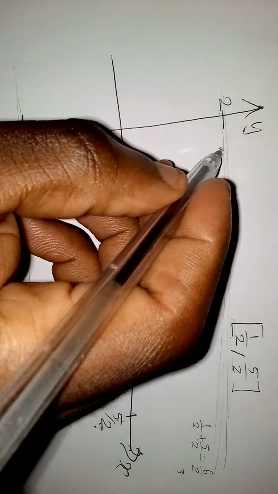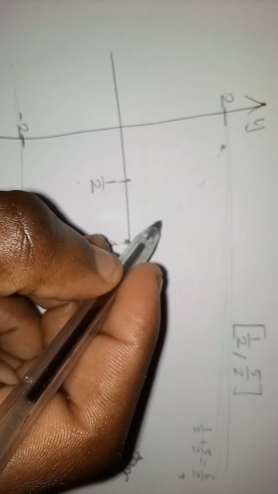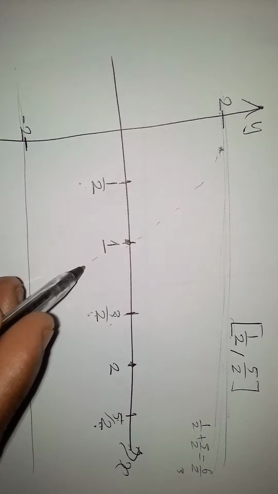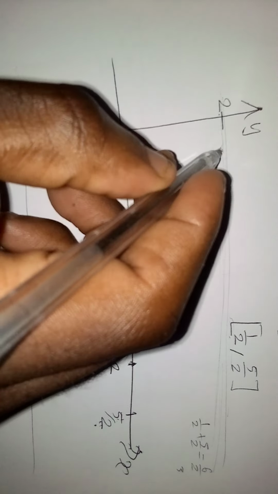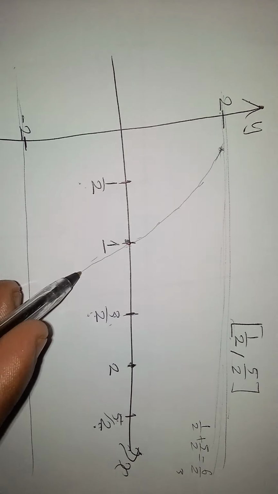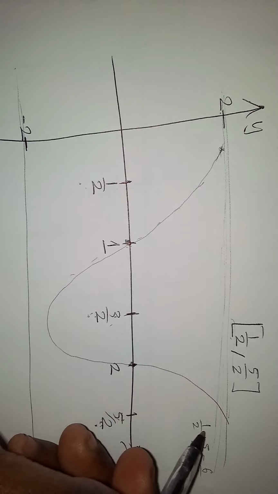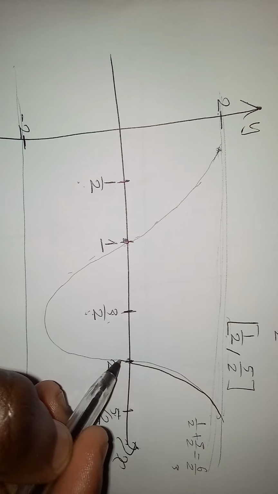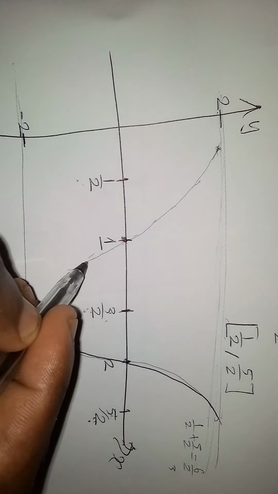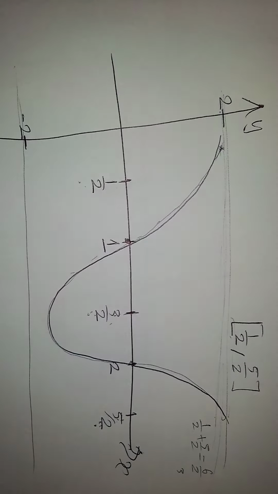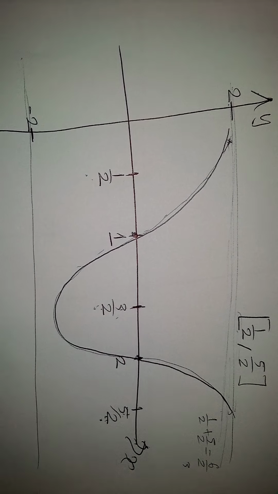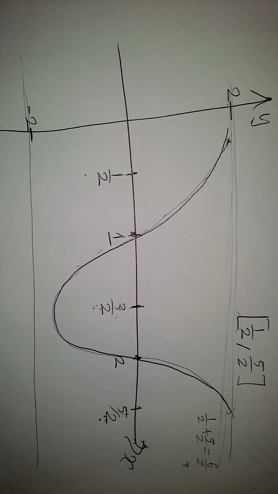So it will start from this point here, passes through the first quarter and the last quarter, then it ends here. So this will be the graph of this function here. Okay, let's try another one.